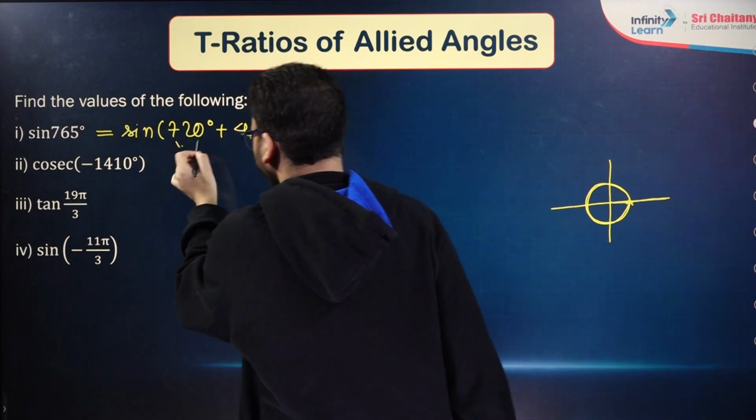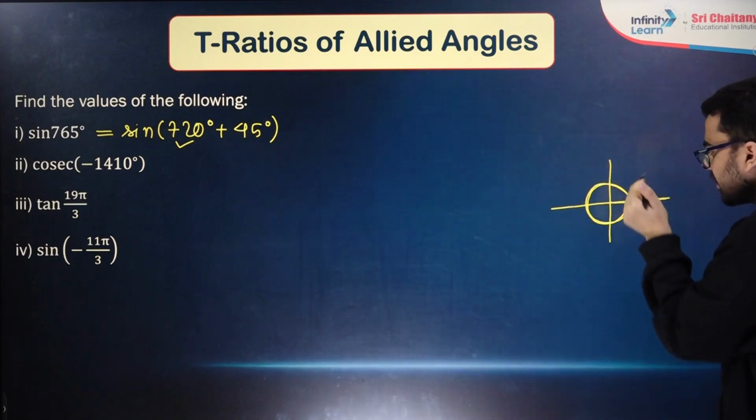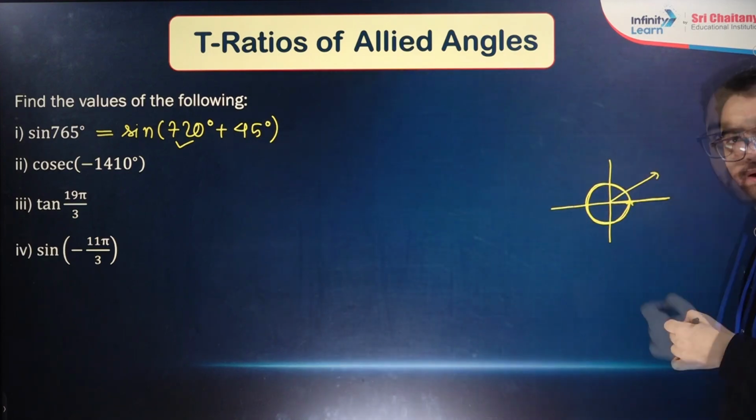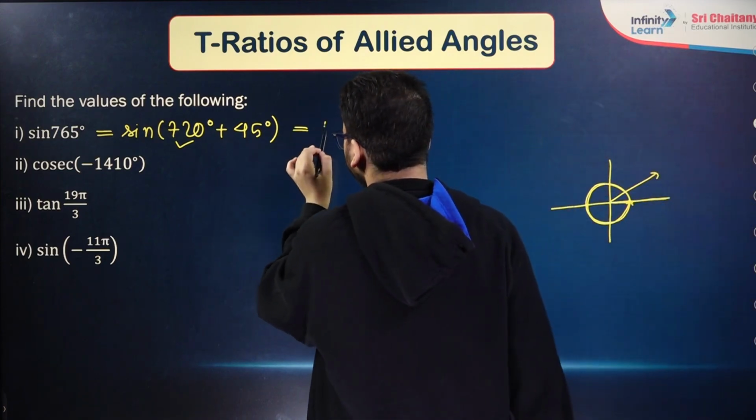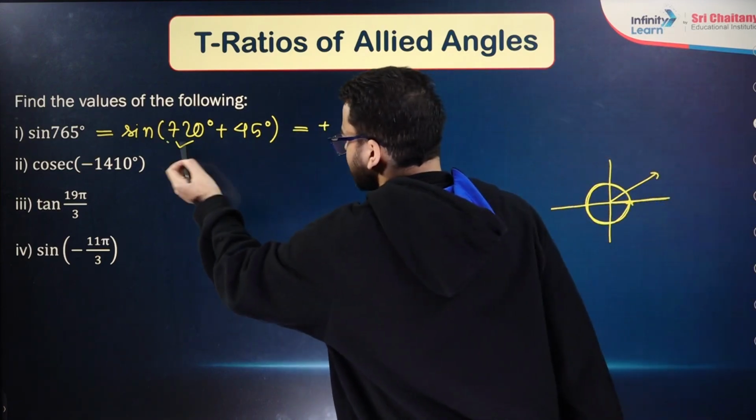So basically, it is 720 and then plus 45. So you are in the first quadrant only. In the first quadrant, all the trigonometric ratios are positive. So the answer will be positive. And the reference is horizontal.